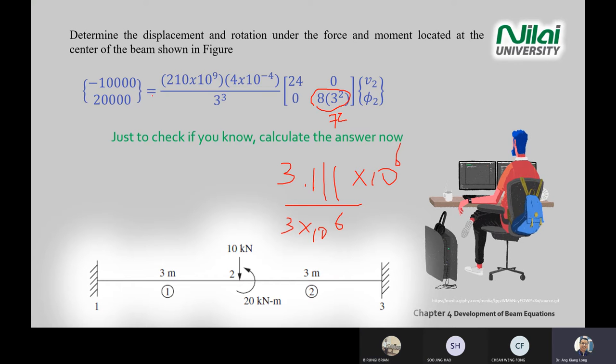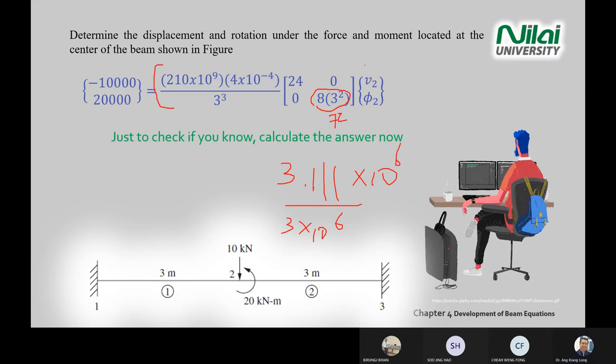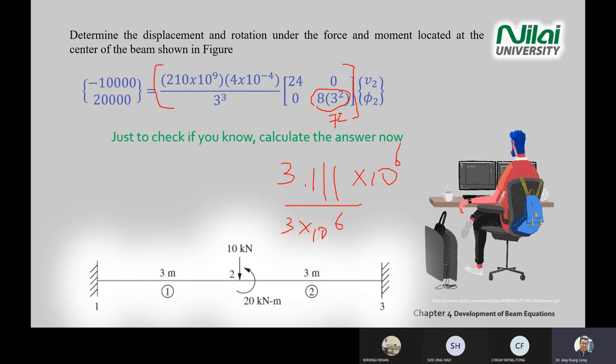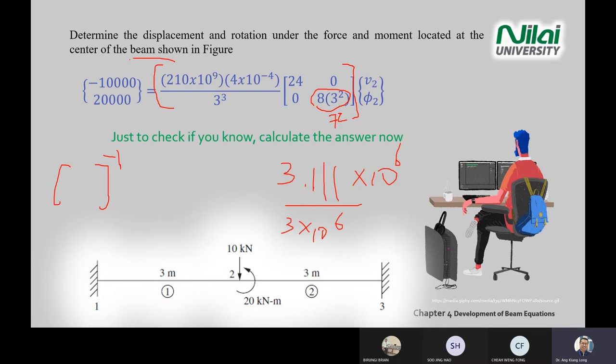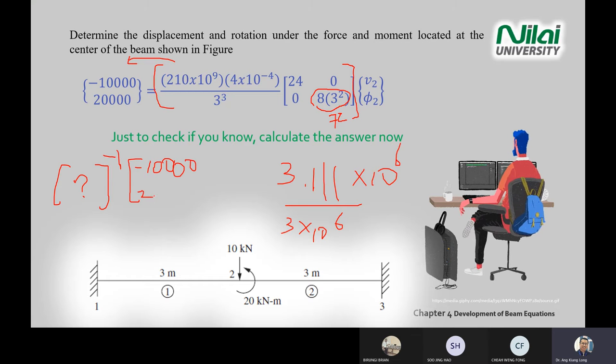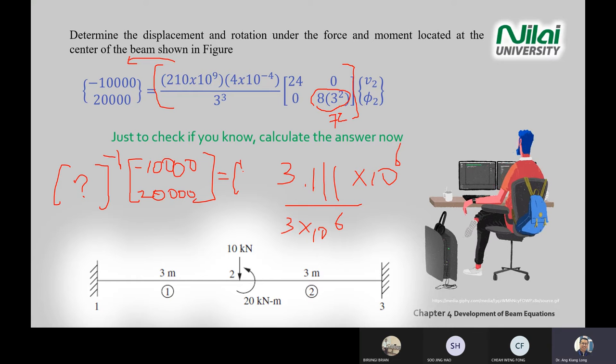Now, to solve this question, you need to pull this whole matrix. You need to calculate this matrix first. Then you need to inverse this matrix because you pull this whole matrix to the left, right? So this one is what you need to calculate. You inverse the whole thing, then you times -10,000 and 2,000 matrix. Then you get the answer for V2 and rotation 2.